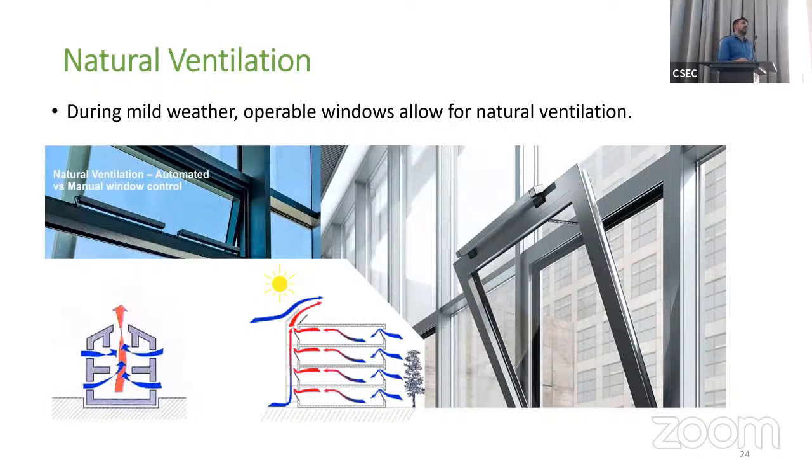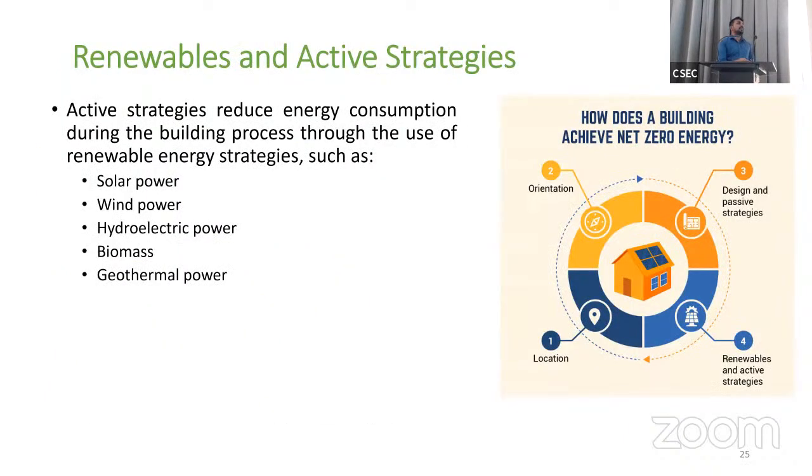And the other passive design strategies are operable windows that allow for natural ventilation. These operable windows can be automated or manually operated. By having the stack effect in the building, we can have natural ventilation whenever it's required.